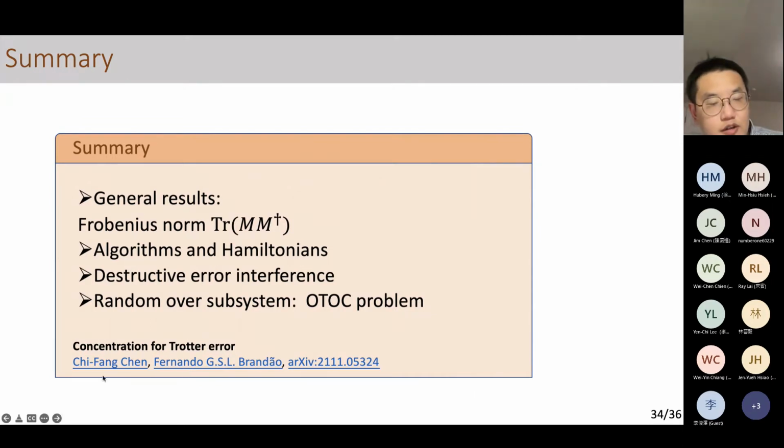And note that here we also have another work. It's called concentration for Trotter error from the Caltech group. We have similar results, all about the random input state or the concentration for the Trotter error. So if you are interested in this direction, you can also look at this paper.